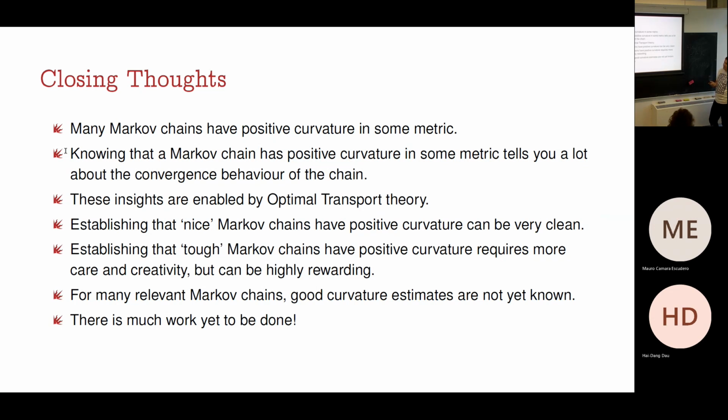When working with nice Markov chains, establishing a positive curvature condition can be very clean. When you're doing things for the first time with the strongest assumptions, often it comes very easily and you get many things for free. When working with these tougher Markov chains, you have to be more careful. And honestly, I would say there's a bit of creativity involved in what people are doing. Some of these things I would not have thought of, right? But it's very rewarding and you get results which are robust and interesting. Yeah, and sort of a call to arms: for many relevant Markov chains, good curvature estimates are not yet known, and there is much work to be done. So to name some of them.